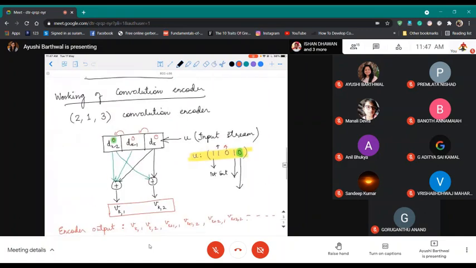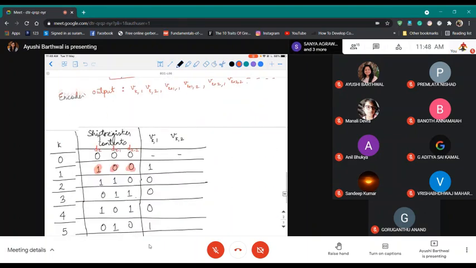And Vk2, you can see over here, Vk1 is the modulo 2 addition of all the 3 bits, and Vk2 is the modulo 2 addition of dk minus 2 and dk. That means which 2 rows?